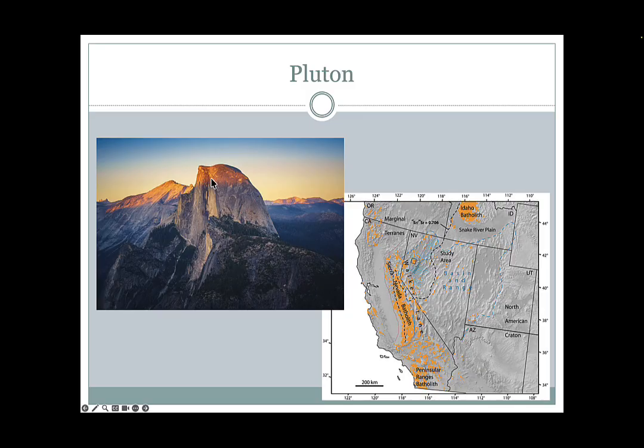And this is one famous dome on top of this entire batholith that's called Half Dome in Yosemite National Park. And Half Dome is a half dome because the other side of it was stripped away by glacial activity in the past.